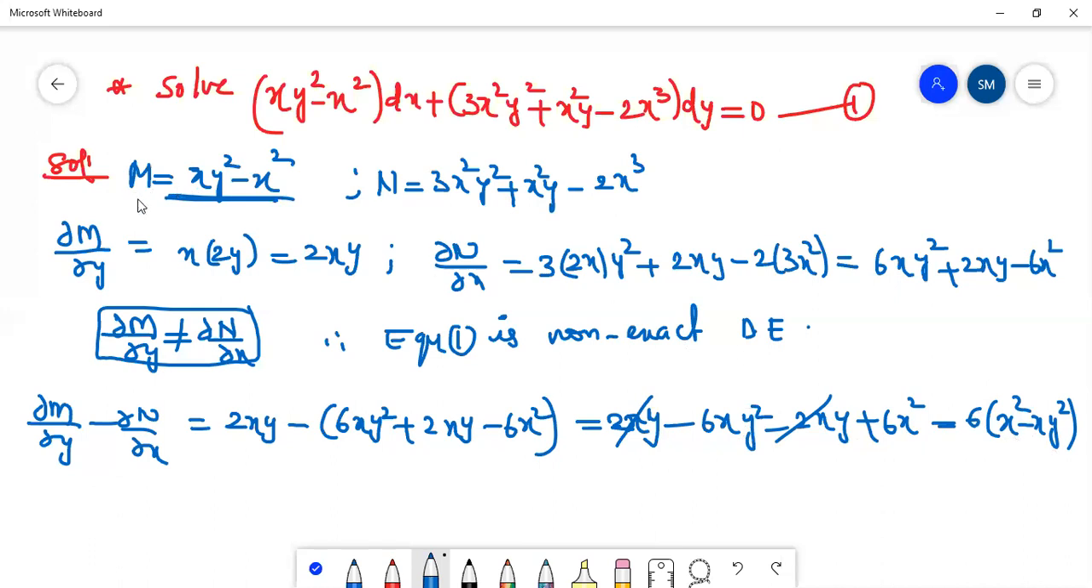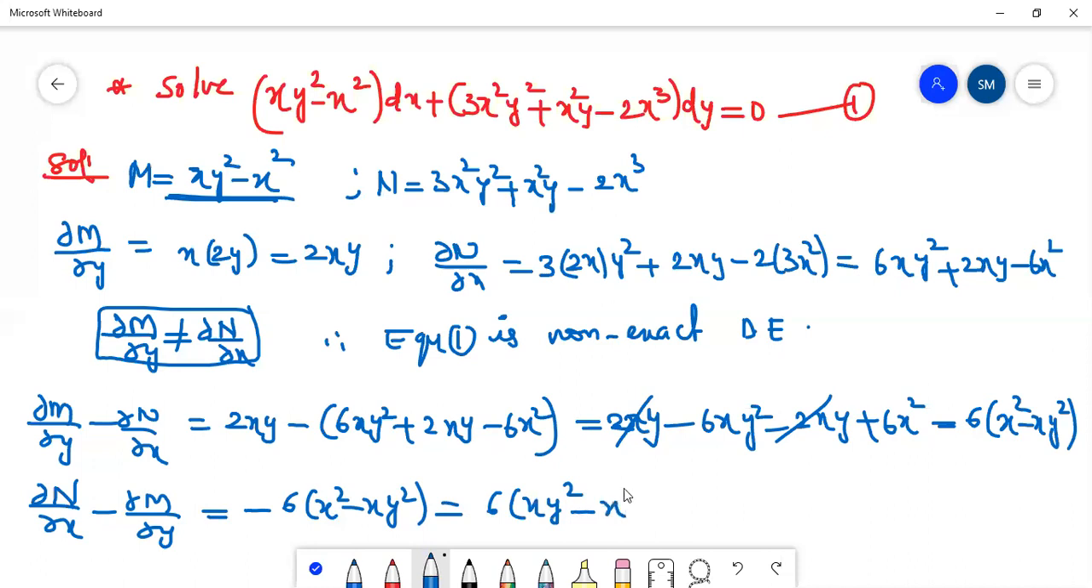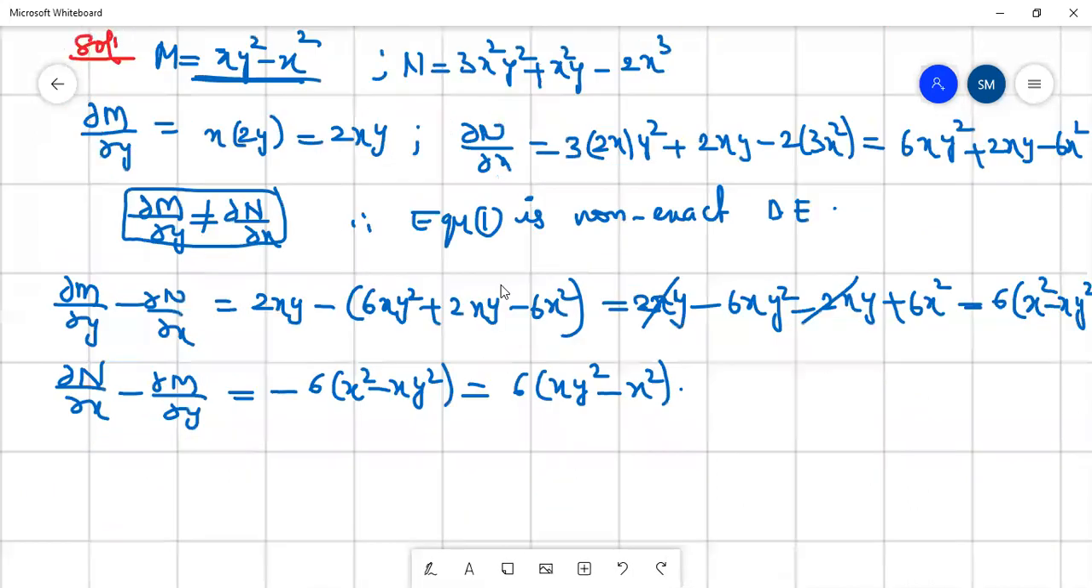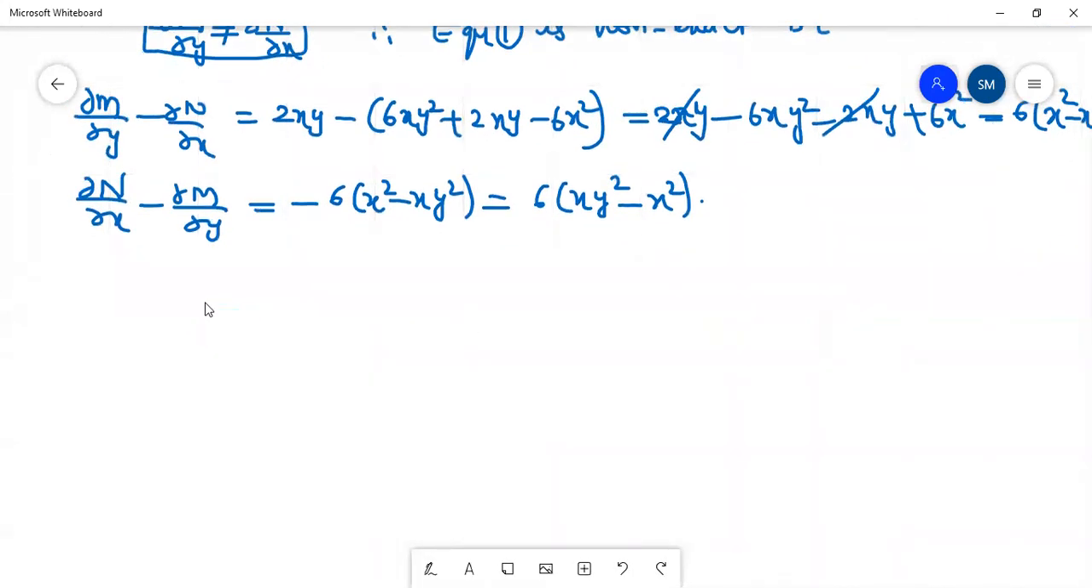When it is divided by the M function, we can take the change. That is dou N by dou x minus dou M by dou y, which is equal to minus 6 into x square minus xy square, which is equal to 6 into xy square minus x square. Multiplying with the negative, it is clearly suitable for which integrating factor? Method 5 integrating factor, because it will cancel easily with the M function.